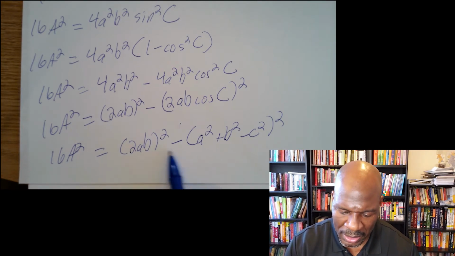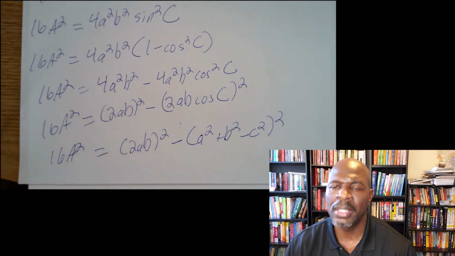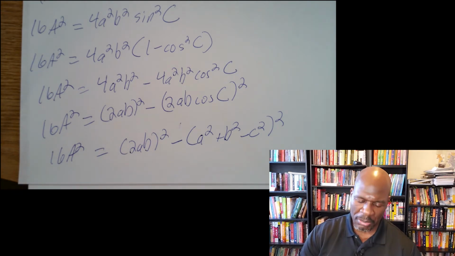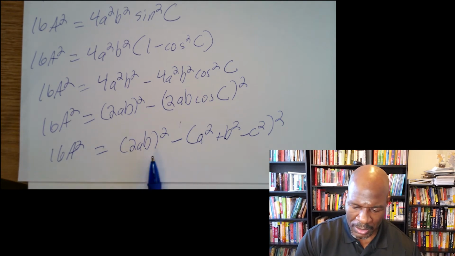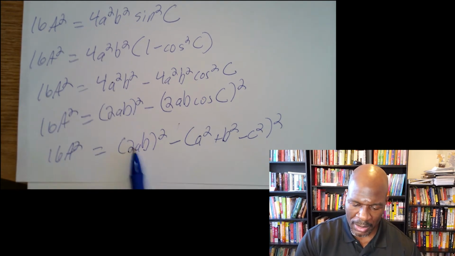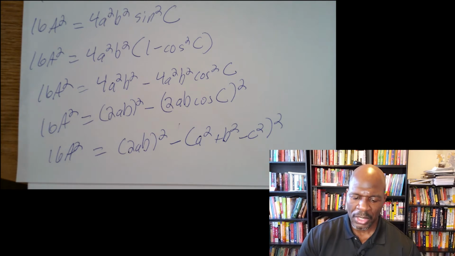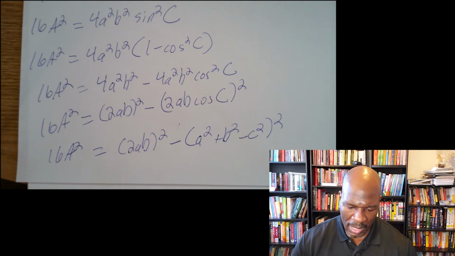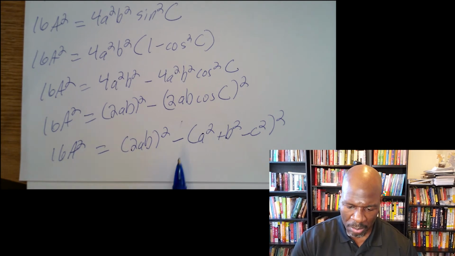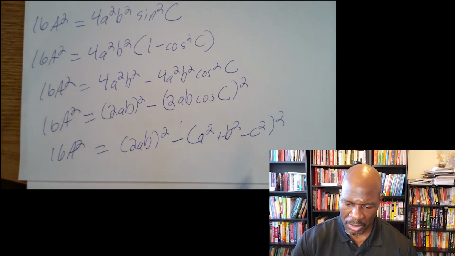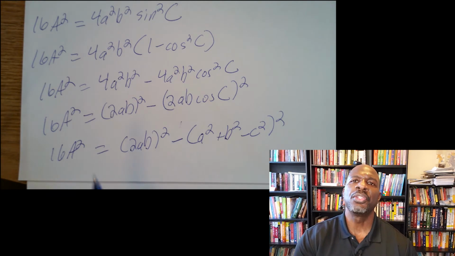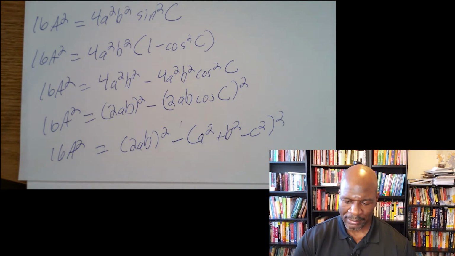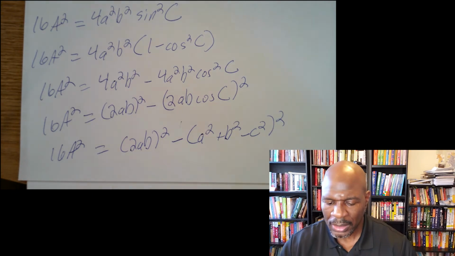So this is the difference of squares. So remember, a squared minus b squared is a plus b times a minus b. And so I'm going to do this. This is like my a and this is like my b. There are two squares and we're taking the difference. So I'm going to factor it in the a plus b, a minus b form. And so what I'm going to have is 2ab plus a squared plus b squared minus c squared, and then 2ab minus a squared plus b squared minus c squared. So let's do that.